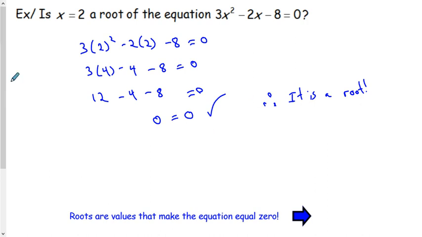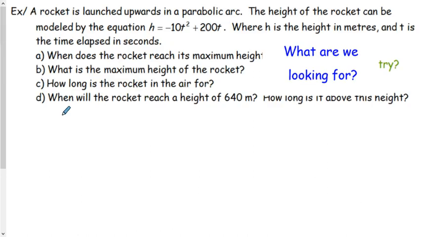Okay, let's take this to a scenario that we might run into. Here's one with a rocket launching into the air. So this is similar to that baseball example I just talked about. The rocket is launched upwards in a parabolic arc. Anything that's moving in a gravitational field is going to move in a parabolic arc. The height of the rocket can be modeled by the equation height equals negative 10 times t squared plus 200 times t, where h is the height in meters and t is the time elapsed in seconds.